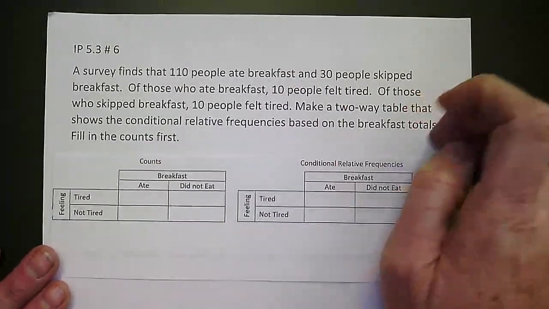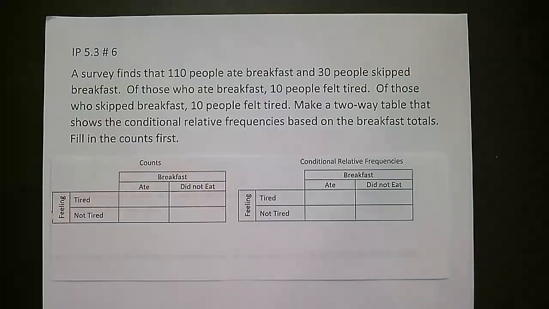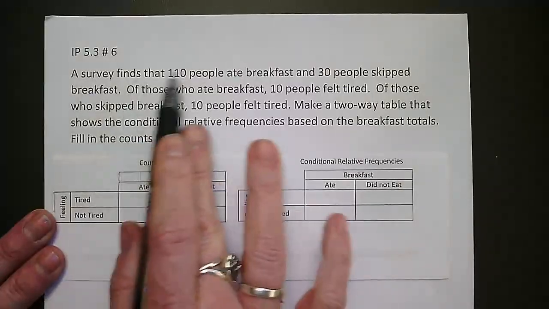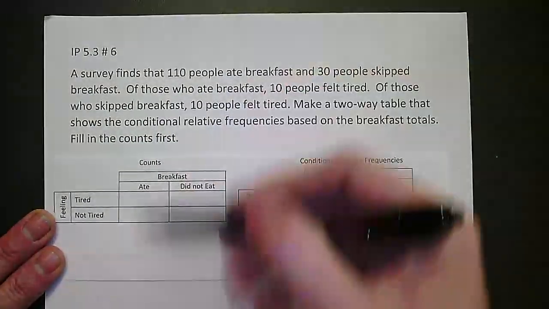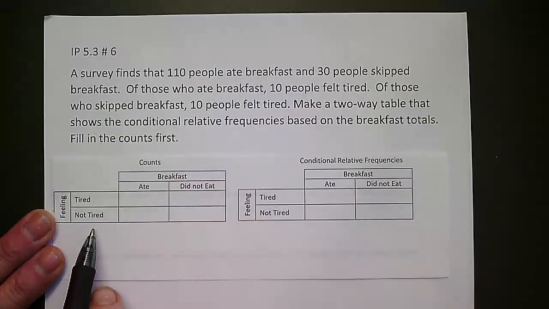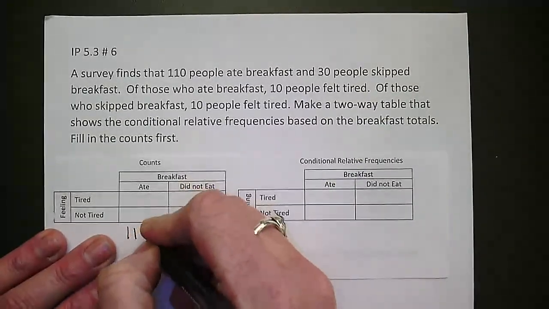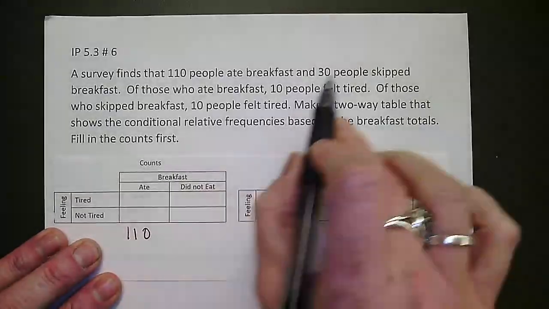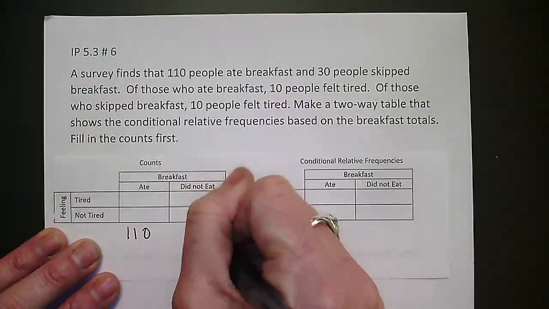We're going to get the counts in first, but the counts are like the just numbers pieces. So what I'm going to start with is 110 people ate breakfast. Now that is a marginal frequency because that's all of the people who ate breakfast whether or not they are tired. 110 people ate breakfast. 30 people skipped breakfast.